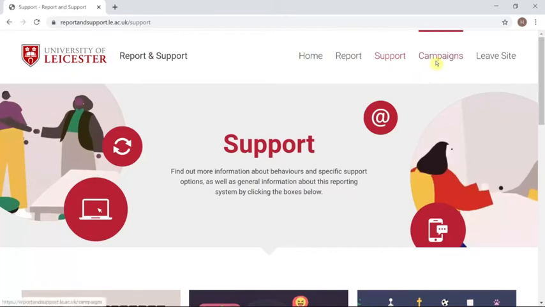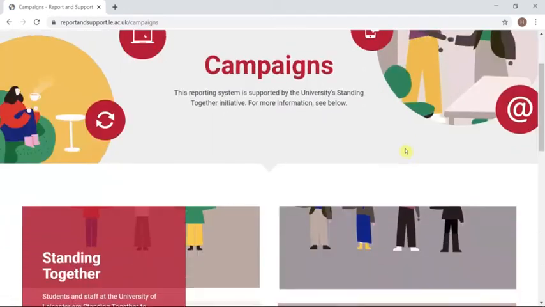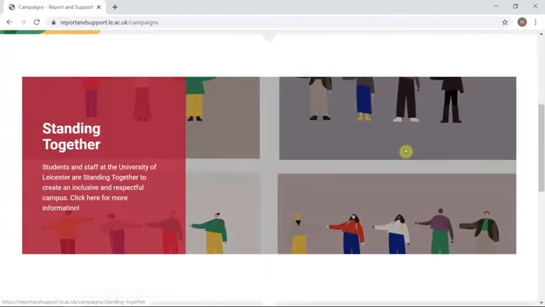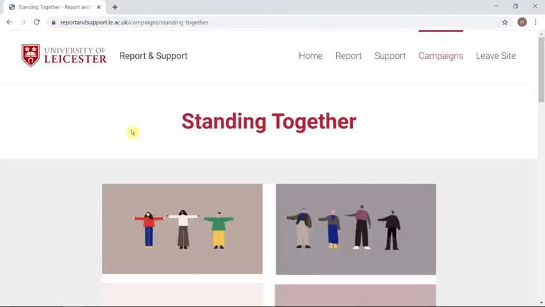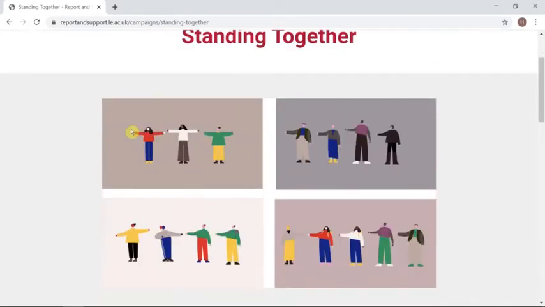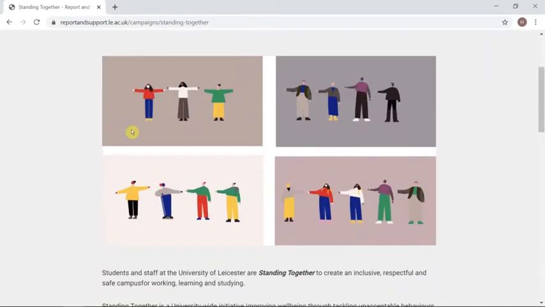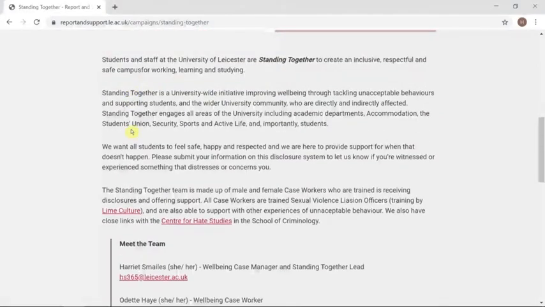The campaigns section provides more information about the initiative and team responsible for the report and support system, and the team subsequently responsible for supporting students who have disclosed. This is the Standing Together team. The Standing Together team manage the university-wide initiative to tackle unacceptable behaviours and support students affected by them.